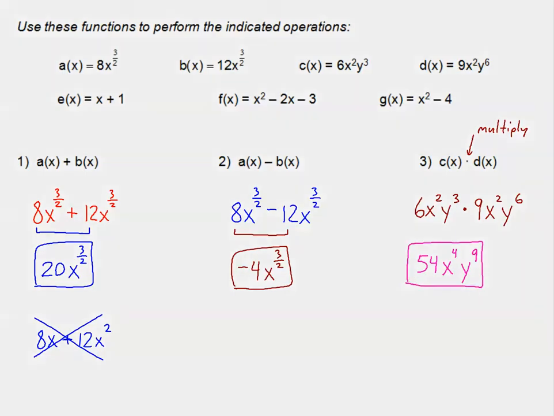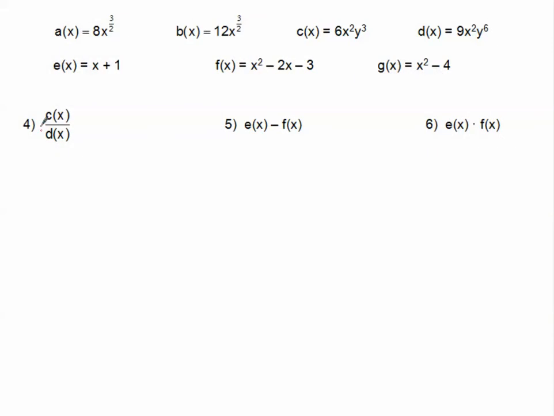Let's see what else we have. Now we're doing a division. I know that because I see my fraction, my division. C of x, let's see what we have for c of x. Oh, it's the same one. 6x squared y cubed. And we're going to divide that by d of x. 9x squared y to the 6th.